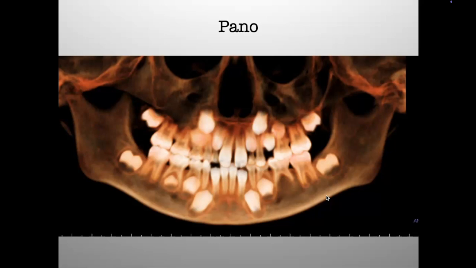Okay, extraction is an option, but if you extract on a 9-year-old and there's no permanent tooth, what would you expect when they're 30? Yeah, a lot of bone loss, right? So what might be a better option than extraction?